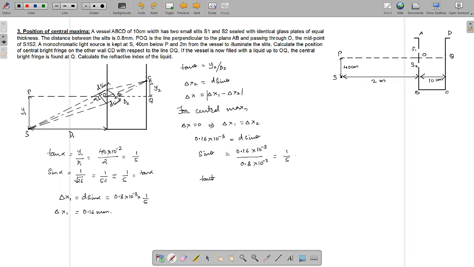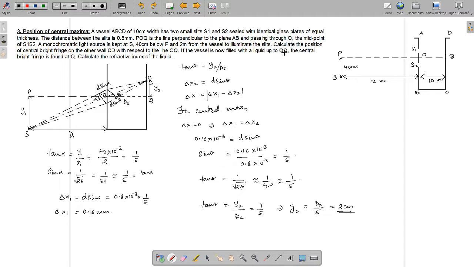So tan theta will be equal to 1 by root over 24, which is approximately equal to 1 by 4.9 or 1 by 5. So from here we can say tan theta is y2 upon d2, which is nothing but 1 by 5, implies y2 will be equal to d2 by 5, and d2 is this distance, that is the width, so that comes out to be 2 centimeters. That is the answer.